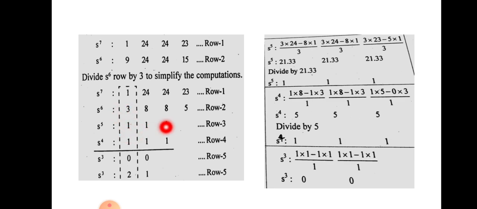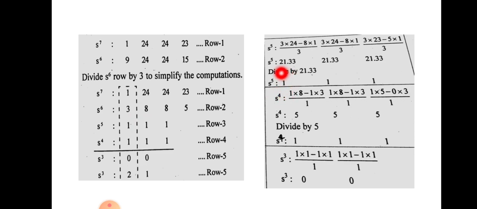And next entry in the s raised to 5 is obtained by taking the determinant of 1, 3 and this column, that is 23 and 5, that will be divided by this entry 3. So we can find every entry corresponding to s raised to 5 by taking the negative determinant of appropriate columns divided by the first entry in the s raised to 6. So we got the values corresponding to s raised to 5.